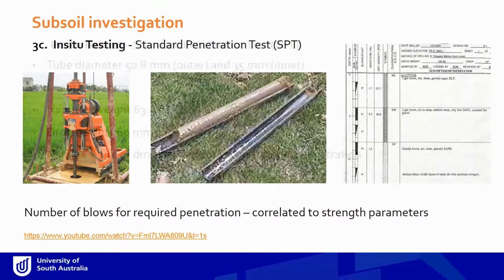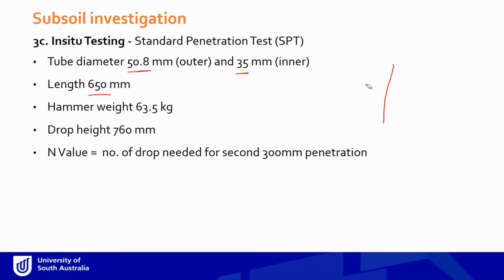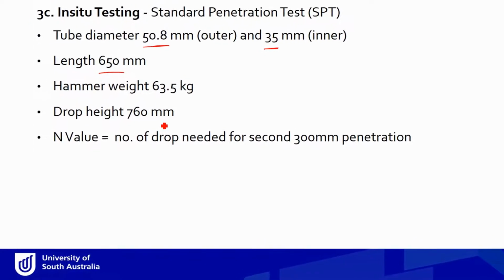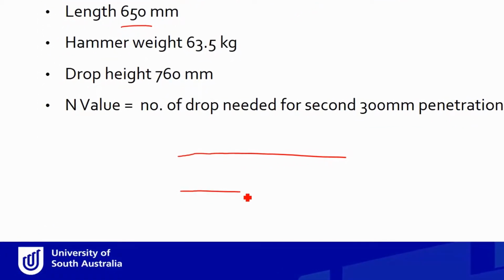In a little more detail, the standard tube I was talking about, the standard diameter for the tube is 51 millimeter outer and 35 millimeter inner diameter. It's about 650 millimeter length. So let's say if I can draw it straight. Probably I'll draw it in here. So it's about, let's say it looks like this. So that's the tube, and it has a reasonably thick wall. All these dimensions are standard.